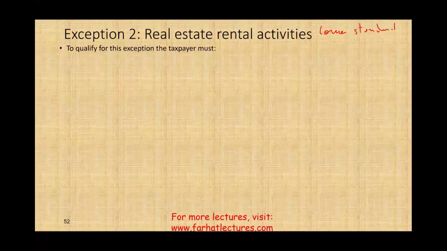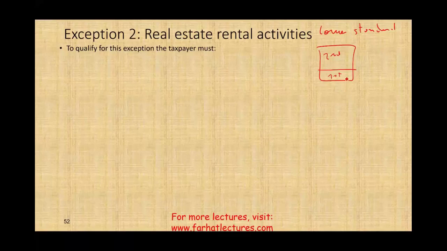To qualify for this exception, and I'm not really sure if you remember, when I discussed this activity, I said I would tell you later that I used to own a property and I used to live on the first floor and rent the second floor. So I used to be in the rental real estate business. I always had losses because of depreciation expense and interest expense on the mortgage, which always generate losses. Was I able to deduct the losses?